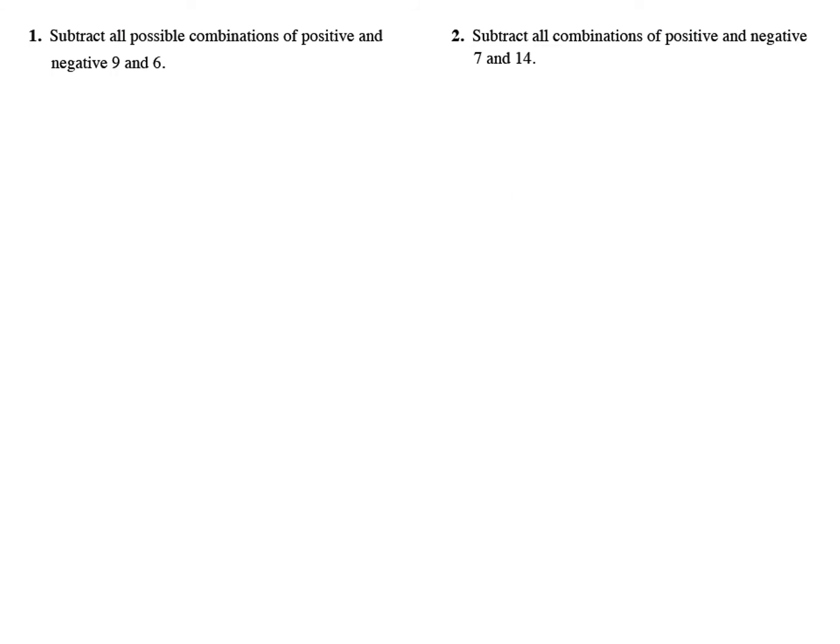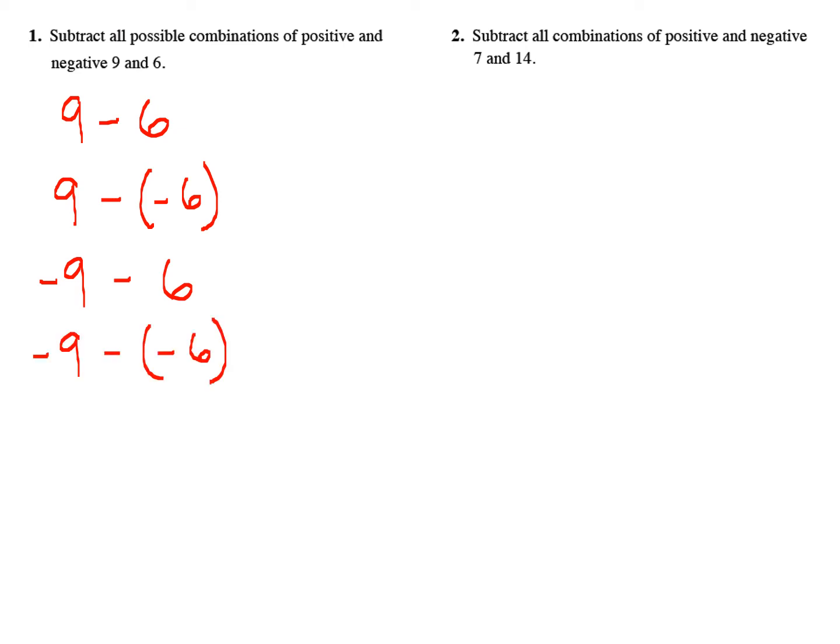So it says subtract all possible combinations of positive and negative numbers of 9 and 6. Let me give you all the possibilities because mine is listed a little bit different than what I did before. So 9 minus 6, 9 minus negative 6, negative 9 minus 6, and then negative 9 minus the negative 6. The only problem is with subtraction, you can't stop there. Because if you say all the different possible combinations, you're going to switch them around as well. So here's the other set.